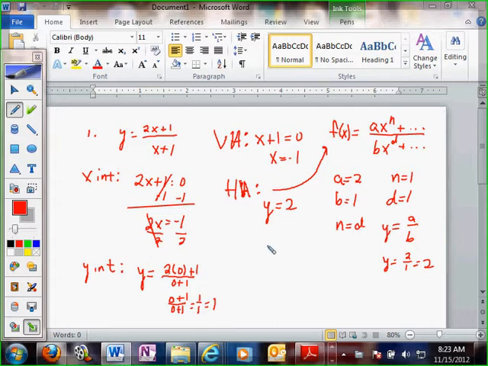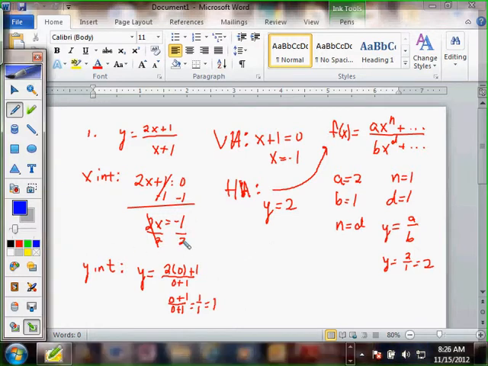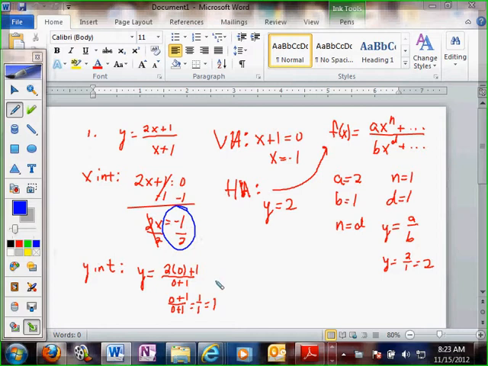Okay? Once I've got all this, I have all the information I need. I have my x-intercept as -1/2. I have my y-intercept as 1. I have my vertical asymptote as -1, and I have my horizontal asymptote as 2. There are no holes, and so now I'm going to give a very good attempt at trying to graph this without the use of a calculator.